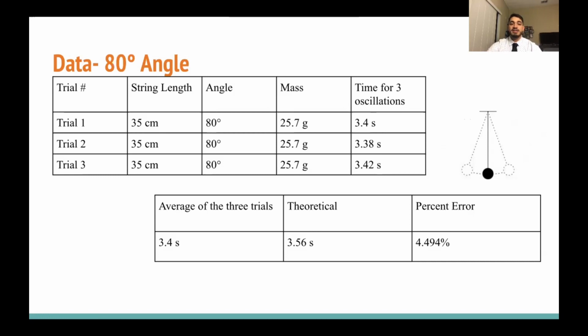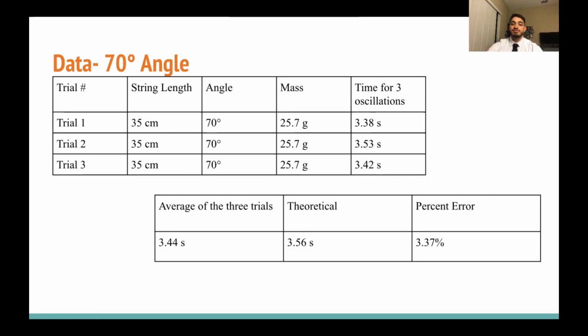Now, here's our second data table where we used an 80-degree angle this time, and once again, our string length remained the same and the mass of our sphere remained the same, as we are only looking to find how the angle affects the oscillation and the period of a pendulum. This time, the average for the 3 oscillations at the 80-degree angle was 3.4 seconds, which is only 0.02 seconds longer than the average that was found at the 85-degree angle. And once again, we calculated our percent error to be 4.494% here.